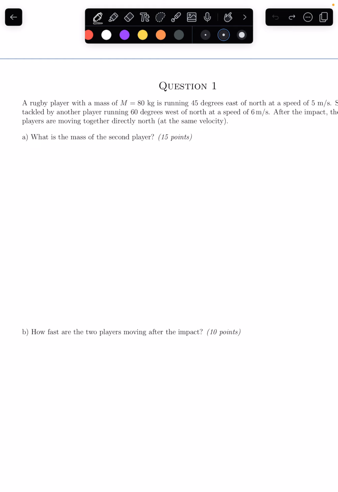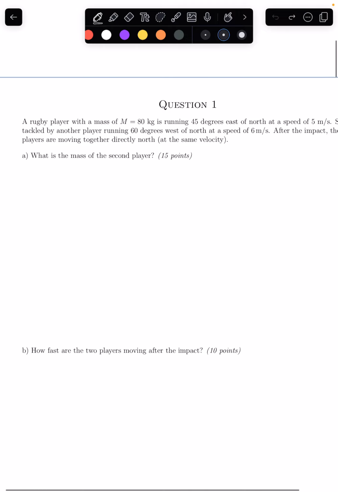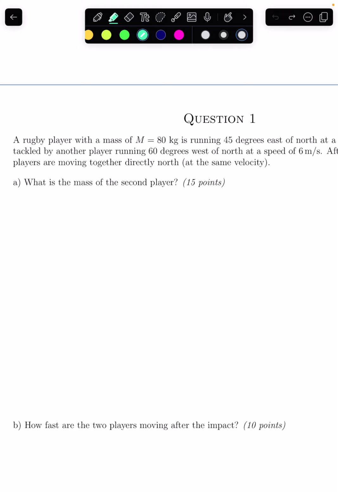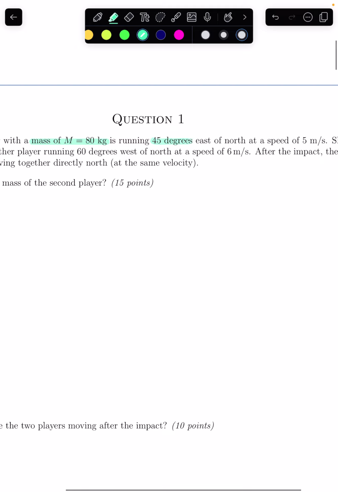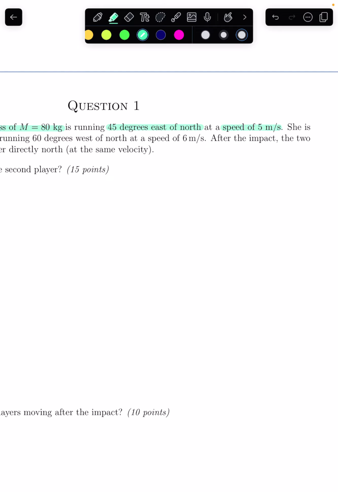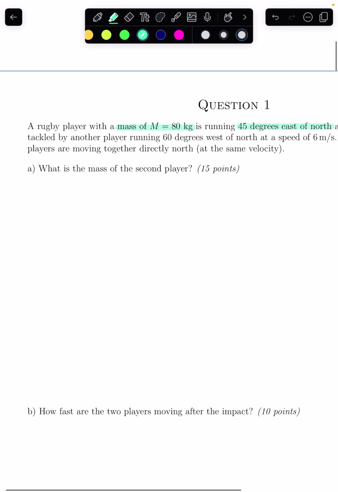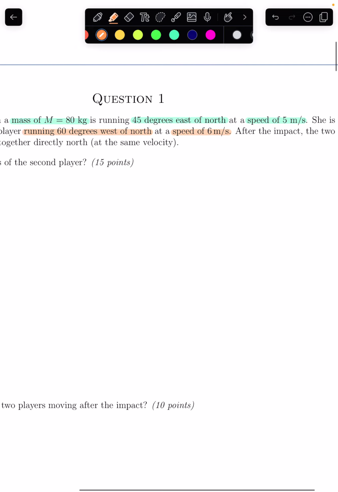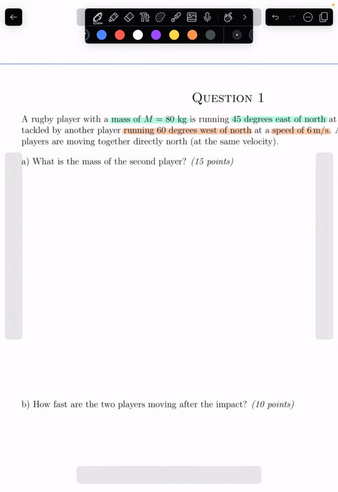Okay, so for the first problem, we're going to start by just drawing a diagram here. So we have two players. The first one has a mass of 80 kilograms and is going 45 degrees east of north, and this is their velocity. And the second player is going 60 degrees west of north. This is their speed. And we're trying to find the mass of the second person.